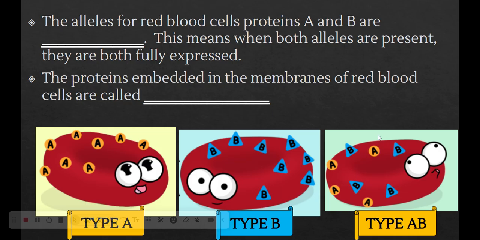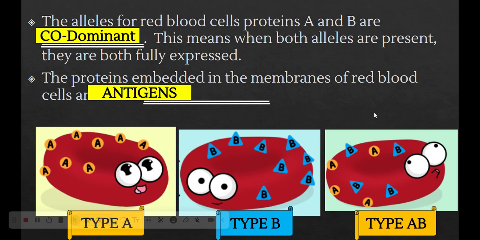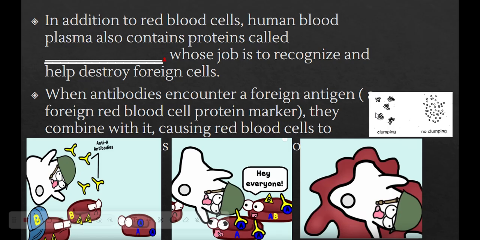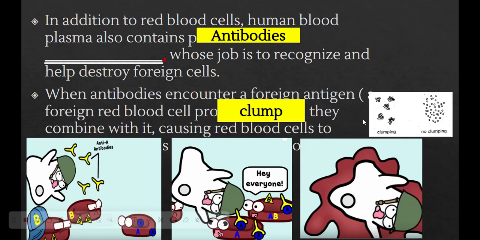The alleles for red blood cell proteins A and B are codominant. This means that when both alleles are present, they are both fully expressed. The proteins that are embedded in the membranes of red blood cells are called antigens. In addition to red blood cells, human blood plasma, the liquid part of your blood, also contains proteins called antibodies, whose job is to recognize and help destroy foreign cells. When antibodies encounter a foreign antigen, a foreign red blood cell protein marker, they combine with it, causing red blood cells to clump. And you don't want your blood to clump, because that's fatal.